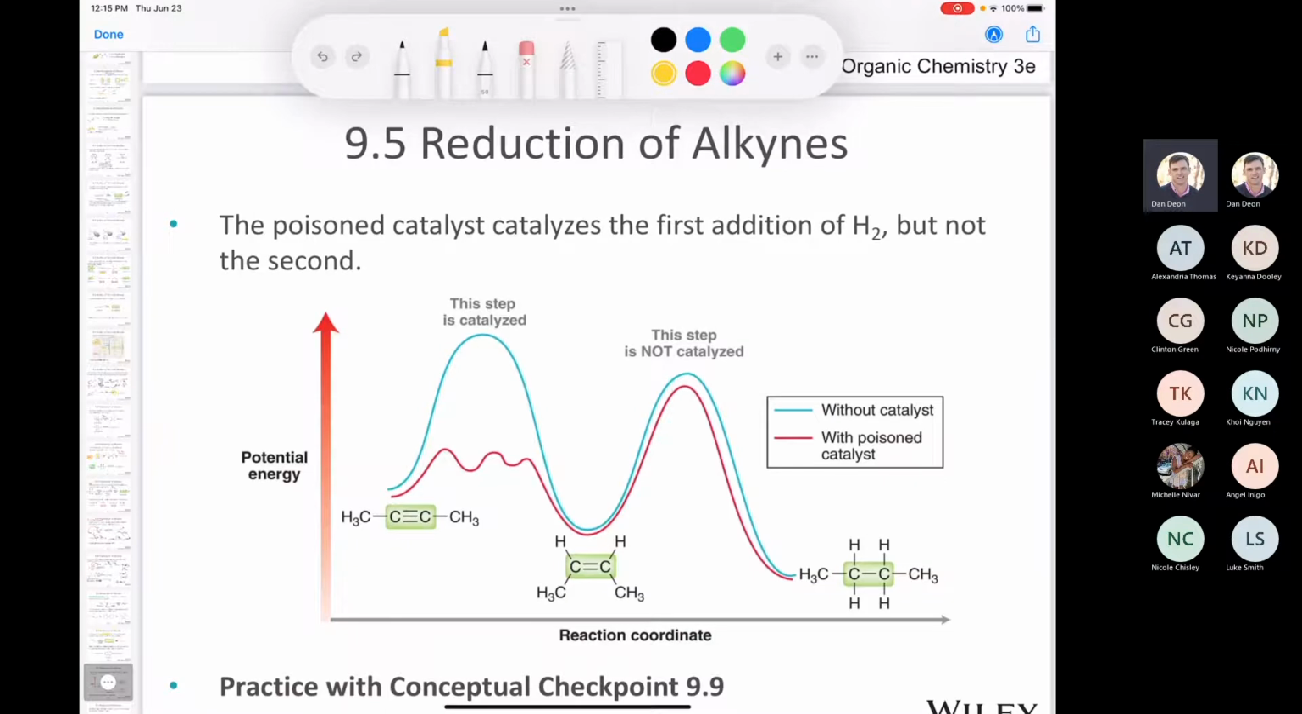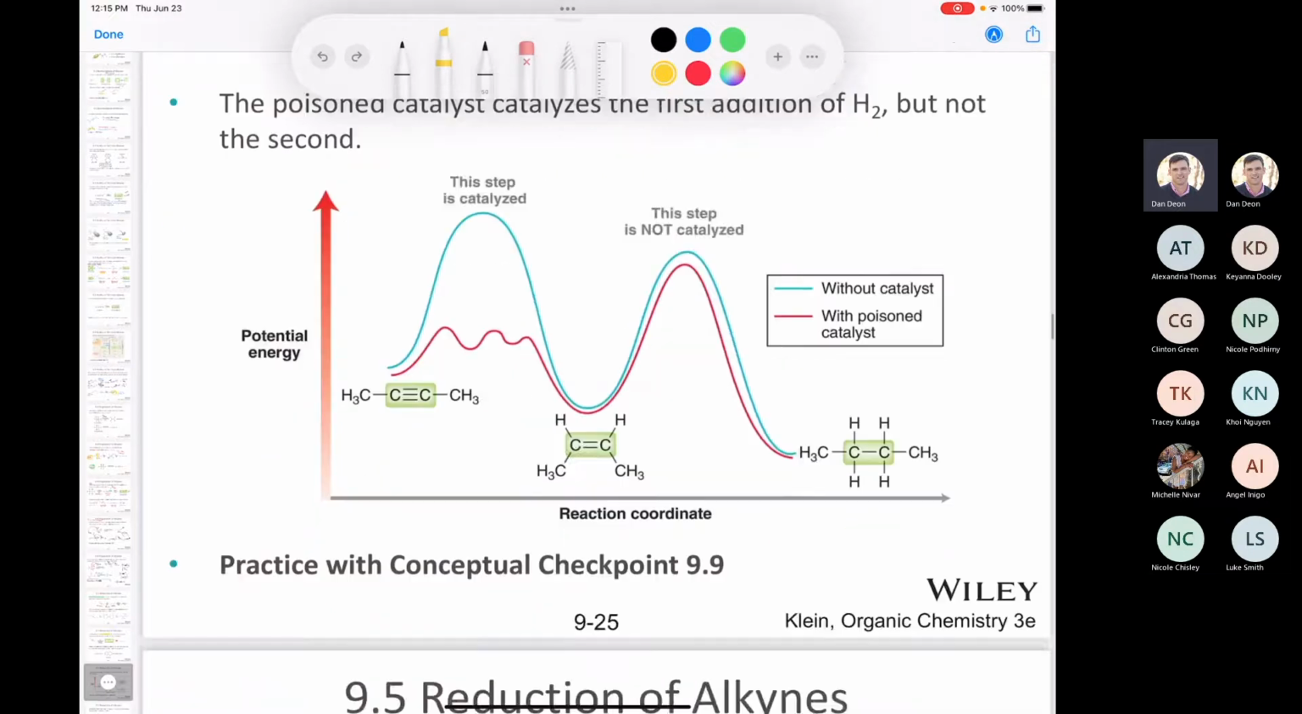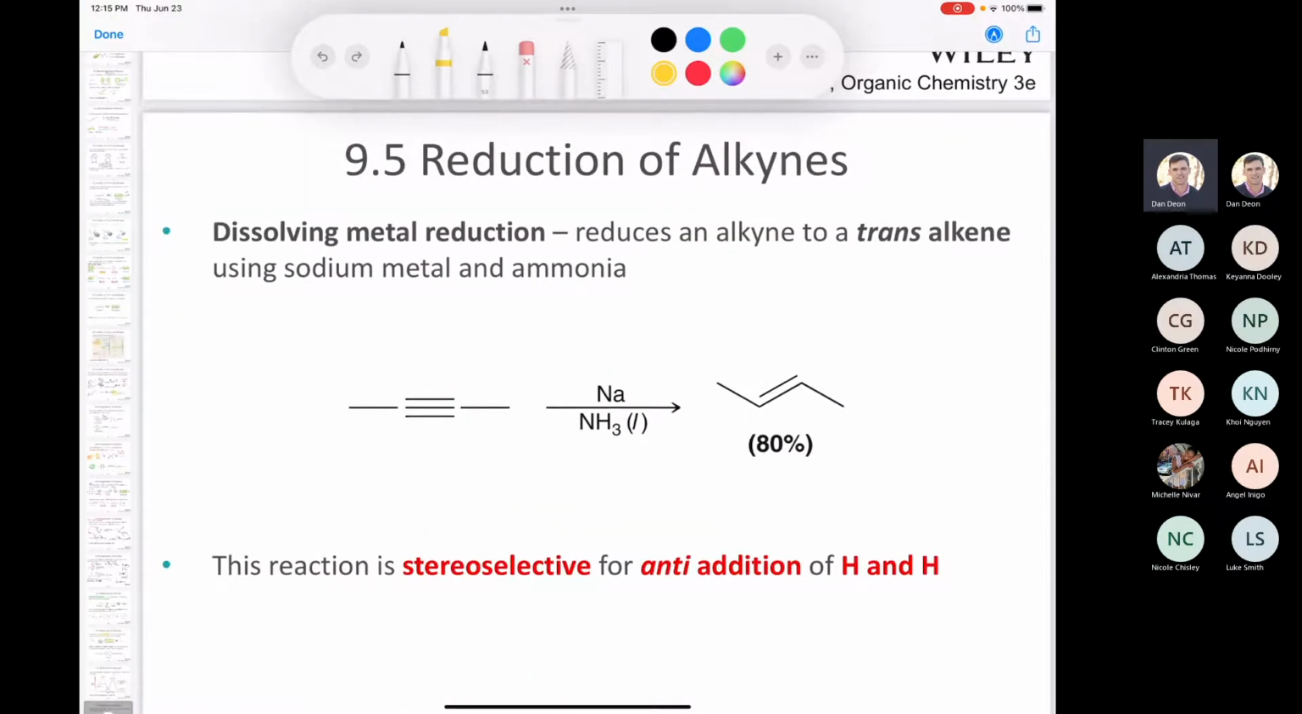Well, that produces a cis alkene. If you're wondering, is there a way to make a trans alkene? Can we do that? The answer is we can. Very different set of conditions. No hydrogen gas involved here. What we do is something called dissolving metal reduction. You literally take sodium, which is a metal, and we dissolve it in liquid ammonia. And when you dissolve sodium in liquid ammonia, you produce a trans alkene. And this reaction is stereoselective for the anti-addition of the two hydrogens. They are trans to each other. We don't get the cis alkene in this case.